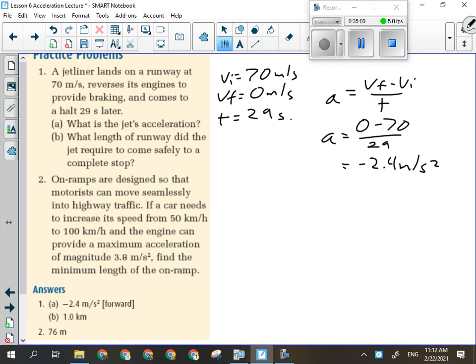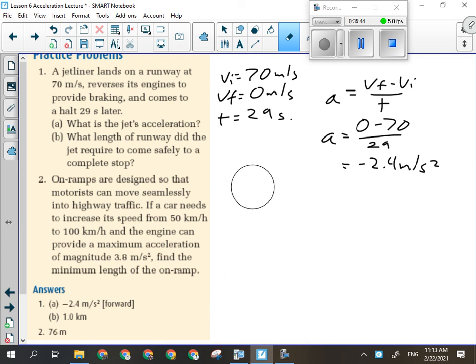For part B, it asks, what length of runway did the jet require to come safely to a complete stop? I now have VI, VF, T, and A. Can I use any formula I want to calculate D? Except the one I just used. I can't use that one, because obviously it doesn't have D in it. But I can use any of the other formulas that I want, and they would all be correct. I would say using this one is probably the one you wouldn't want to use. I would say that's probably not your best bet. I wouldn't use that one here.